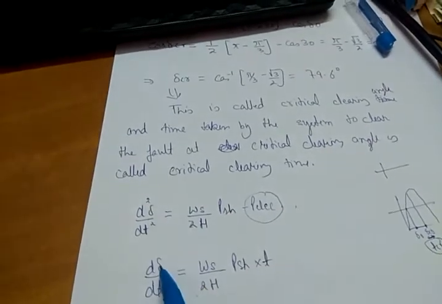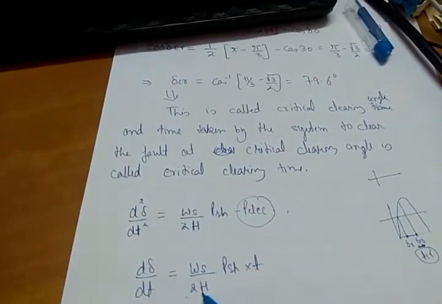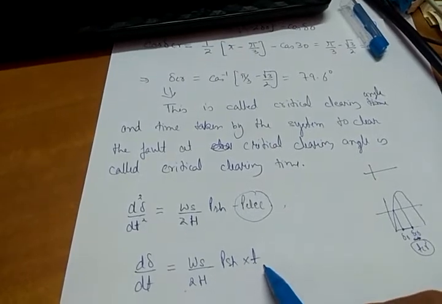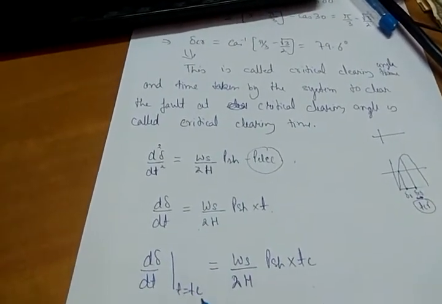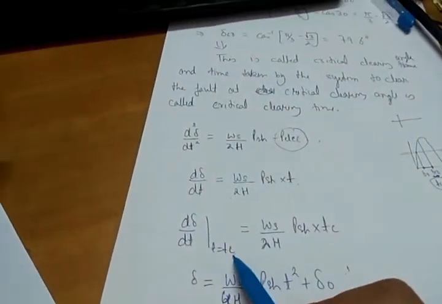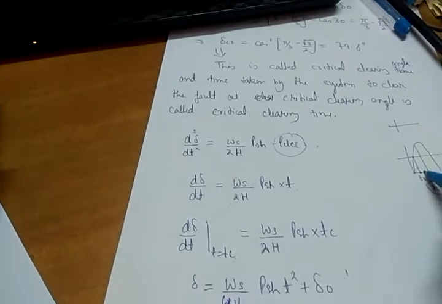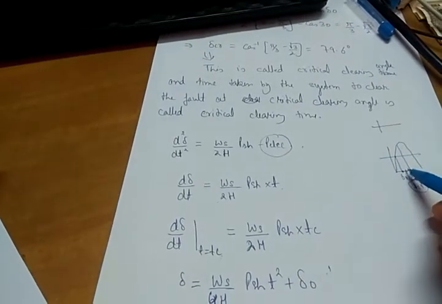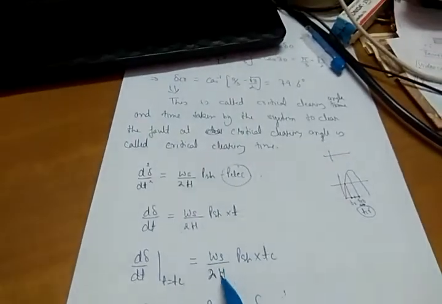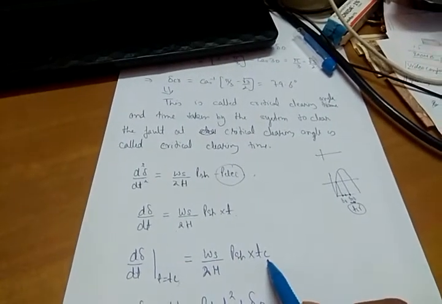Integrate this equation. What will I get? d delta upon dt is equal to omega s divided by 2H into P shaft multiplied by time. So d delta upon dt at time t equal to Tc, the clearing time, any clearing time. I'm not saying critical clearing here, I'm saying clearing time, because if I clear the fault up to this point, still the electrical power at this point is 0. So it will be omega s divided by 2H P shaft into Tc, clearing time.